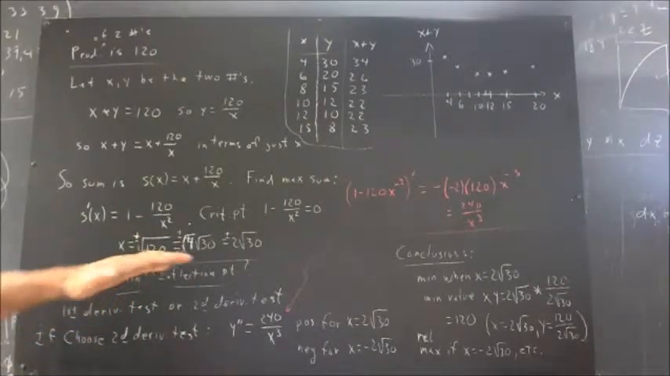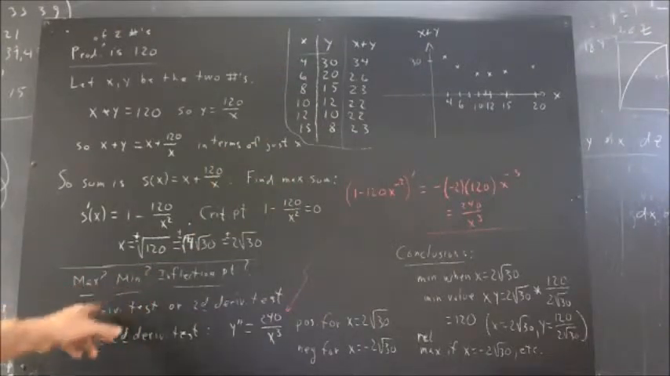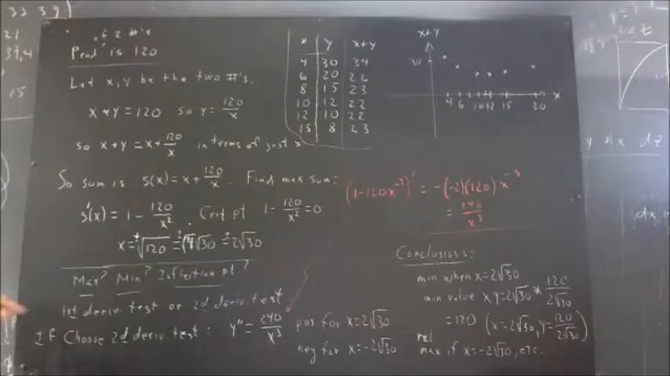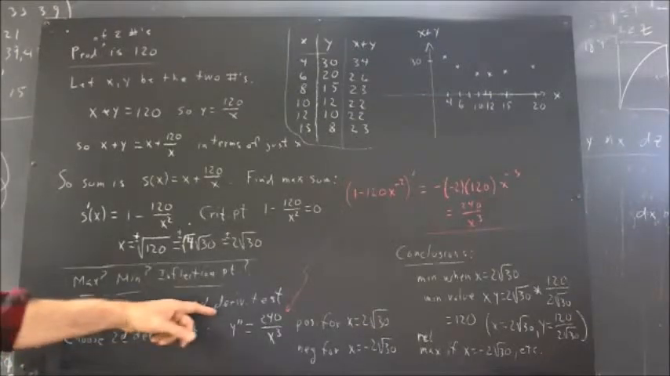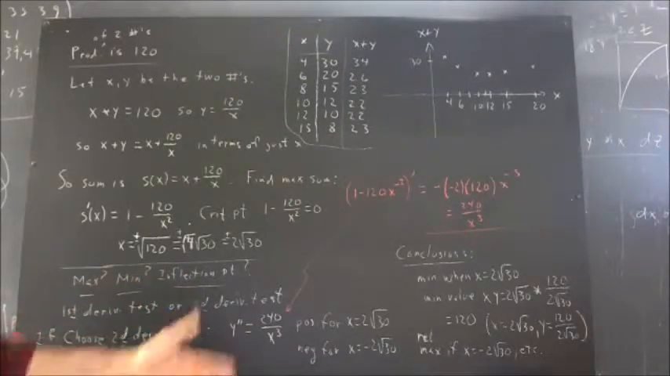So we could have something like this, and then the concavity changes like this, and we don't have a maximum or a minimum. Okay, first derivative test, second derivative test. Which one do we use? Well, if we choose the second derivative test, we're going to have to take the second derivative.